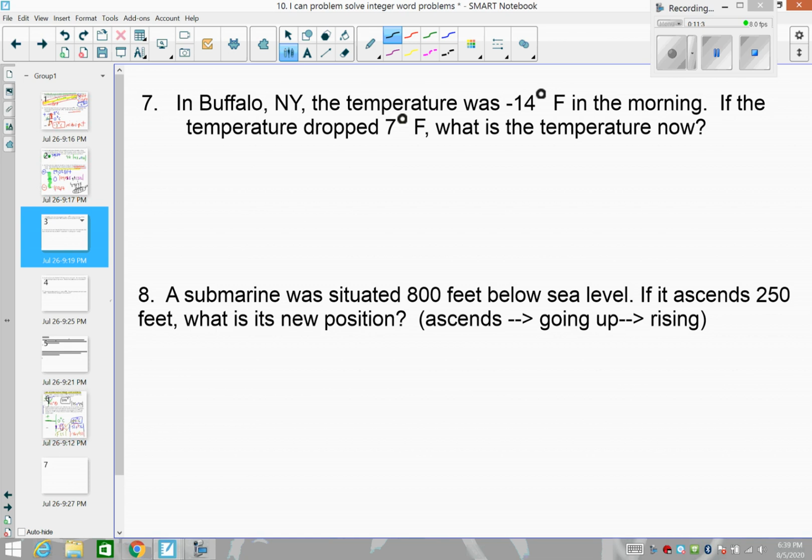Okay, so let's see if we're going to pick out any other ones here. Yeah, maybe we'll do this one. In Buffalo, New York, the temperature was negative 14 degrees in the morning. So let's draw a picture of that. Actually, why don't you give that one a try? Pause that video. Give it a try.